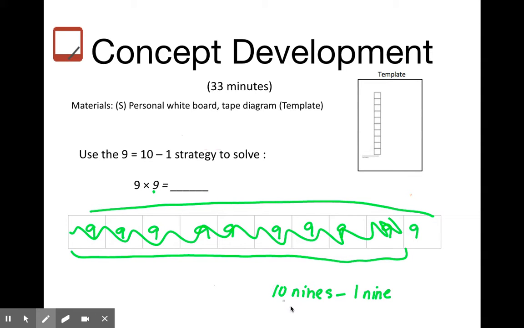We're going to look at our shaded boxes. So how much is 10 times 9? That's right, it is 90. So what is 1 nine? That's right, it is 9. So now we're going to say, what is 90 minus 9? Absolutely, it is 81. So 9 times 9 is 81. That's a way to use the 9 equals 10 minus 1 strategy.